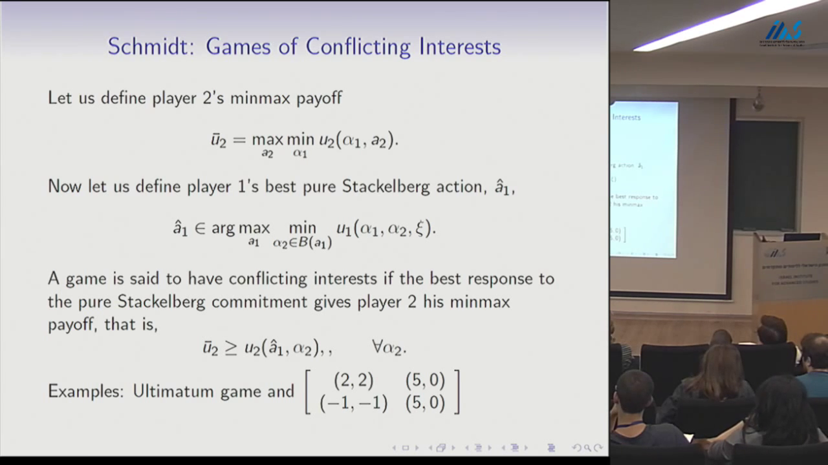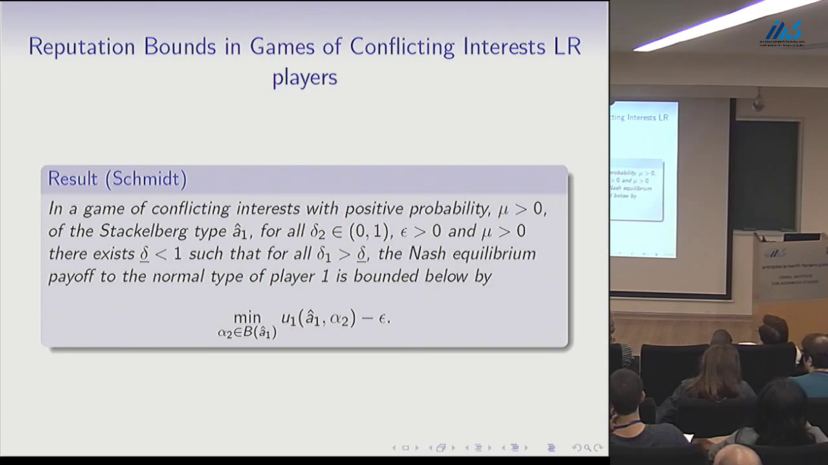So that's a definition of that property. Let's define player 2's min-max level to be u bar 2. Let's think about the best possible commitment action for player 1. Let's suppose player 1 plays their best possible commitment action. Whatever player 2 does, they can get less than or equal to their min-max level against this commitment action. It says the commitment action is the action that min-maxes player 2. Here's an example of a game of conflicting interests; the ultimatum game is another example of that. Any questions?